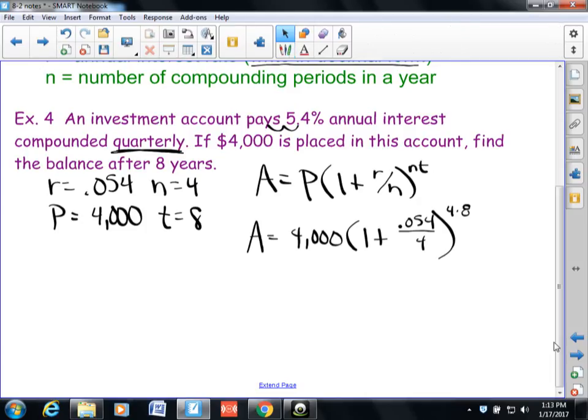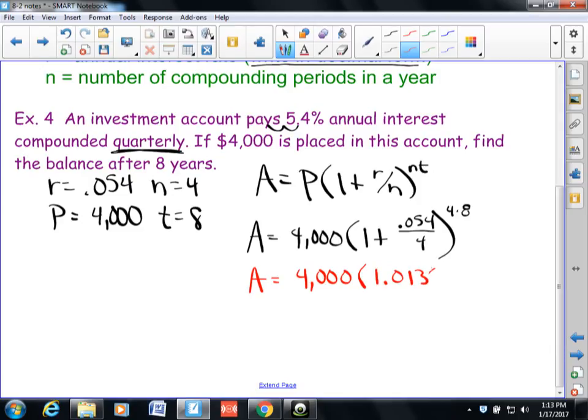So let me change colors here. So A is going to be equal to, and order of operations, well, we can take care of that exponent. Let's do 4,000. And in here, if we do the 0.054 divided by 4 and add it to 1, it's going to give us this, raised to the 32nd. Okay, so that would be the minimum I would expect to see. Now, if you want to show me what you got when you raise that number, let me do this here quick.